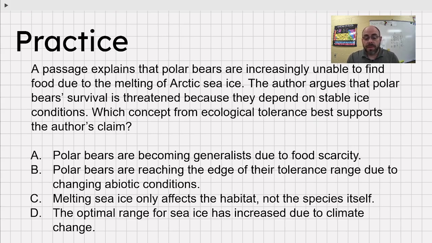Polar bears are becoming generalists due to food scarcity. Probably not, right? Probably not, since they live in an area that has a low range of variability. Polar bears are reaching the edge of their tolerance range due to changing abiotic conditions. Perhaps. Melting sea ice only affects the habitat, not the species itself. No. Optimal range of sea ice has increased. Doubted. B is the correct answer.